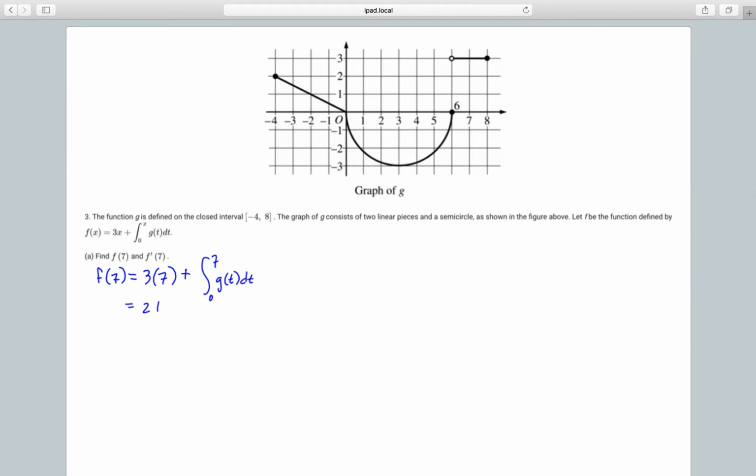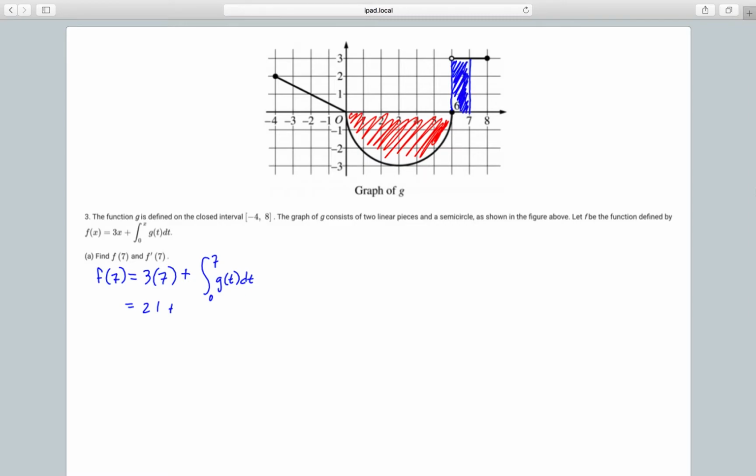This is going to be 21 plus, all right, let's look at our graph. So the integral from 0 to 7 would be this area, which is considered negative, because it's below the x-axis, plus this area, which is going to be positive because it's above the x-axis.